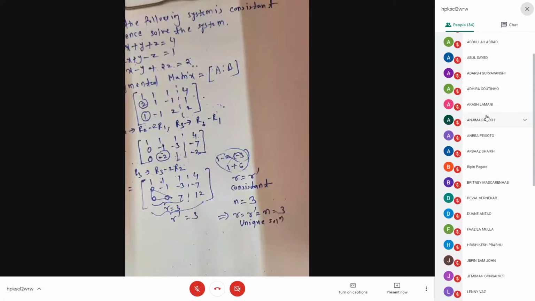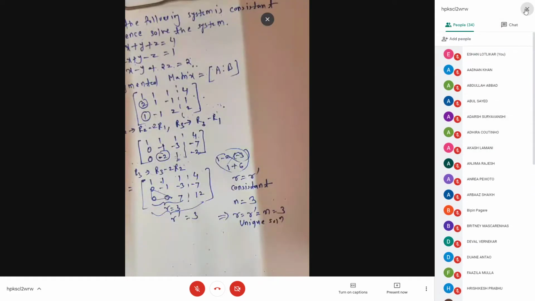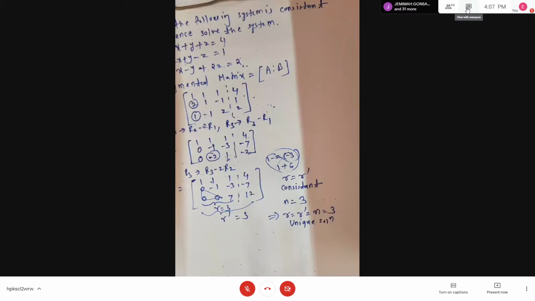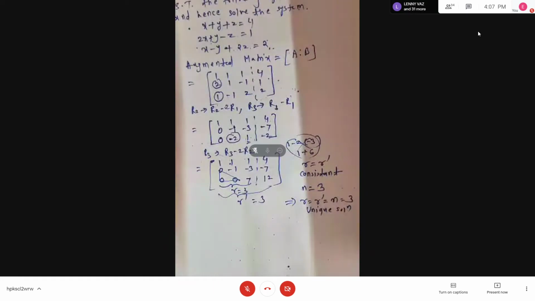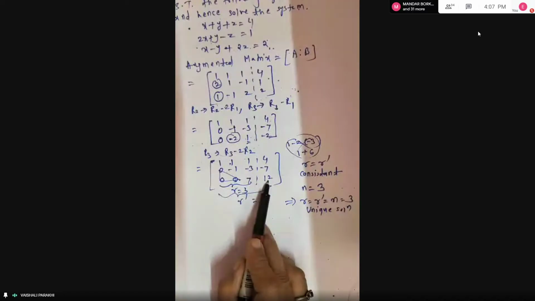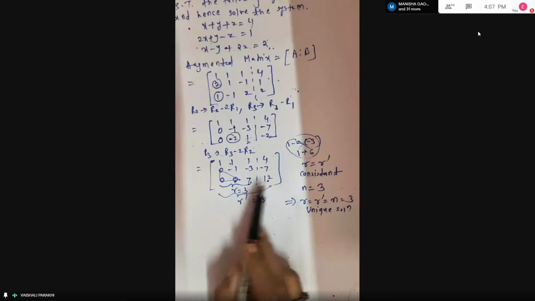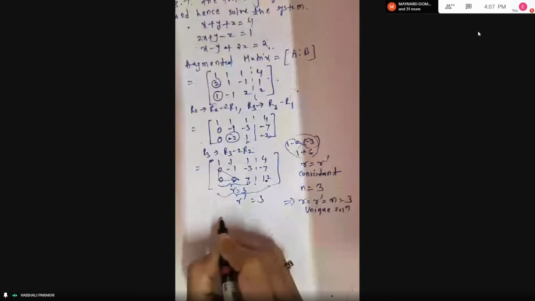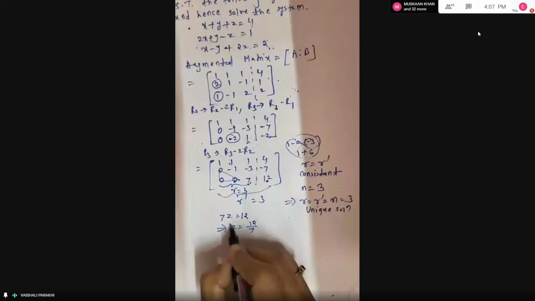Now, when you say unique solution, what is that unique solution? That also you have to find out. Solution means what is the value of x, what is the value of y, and what is the value of z. So, to find this, see carefully students, you have to start from the last row always. Now, what is the last row? 0, 0, 7, 12, right? So, 0x plus 0y plus 7z is equal to 12. So, I'll write 7z is equal to 12. Getting? From the last row, this gives me z is equal to 12 by 7, and I got the value of z.